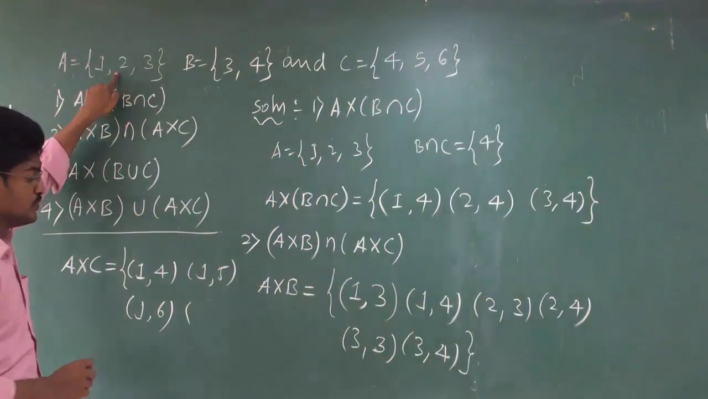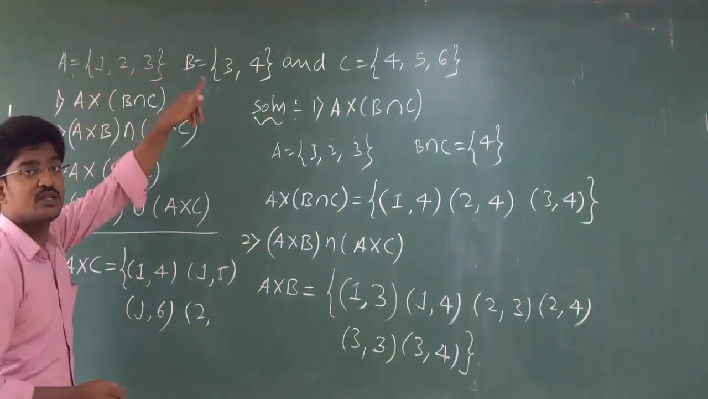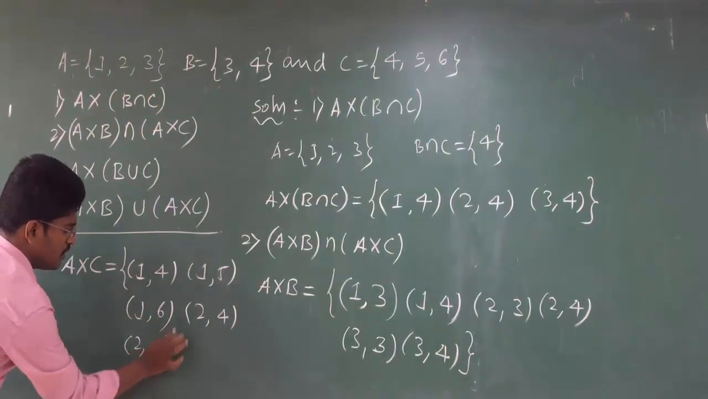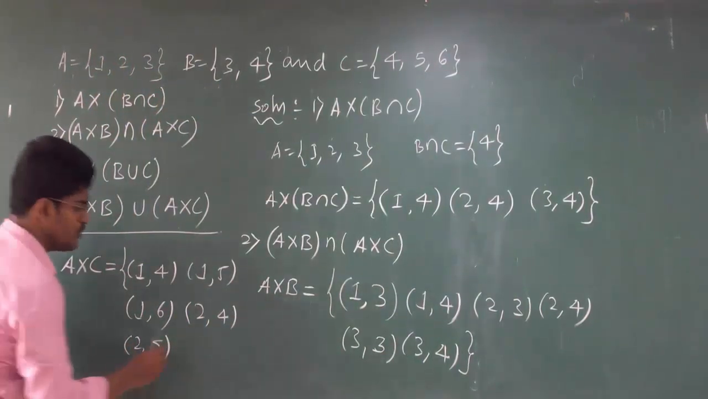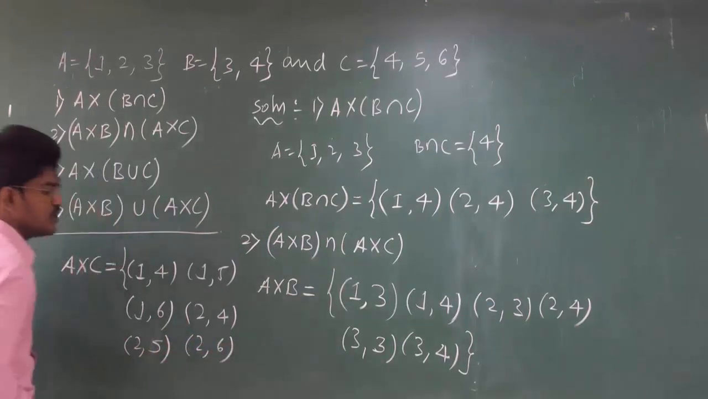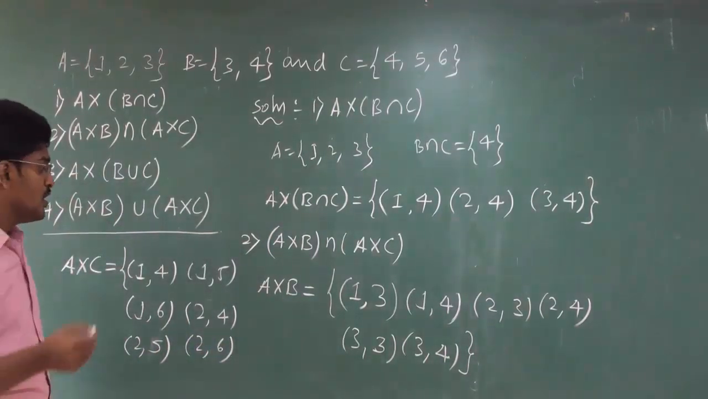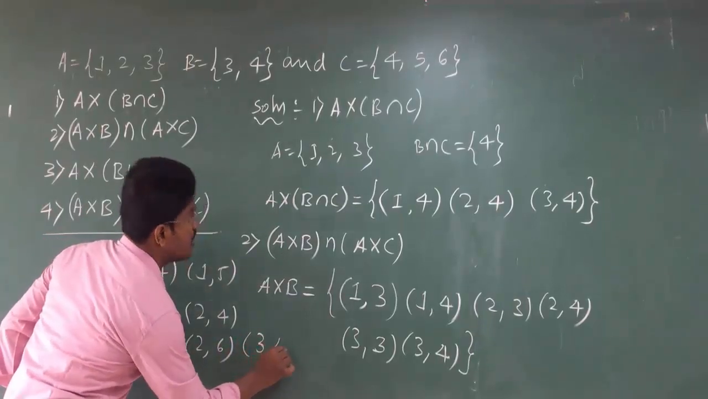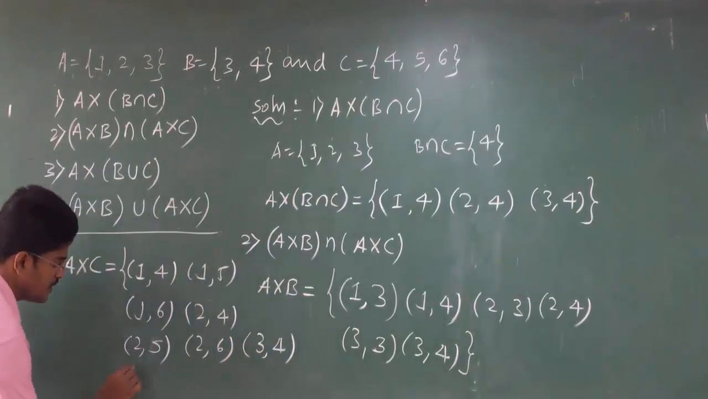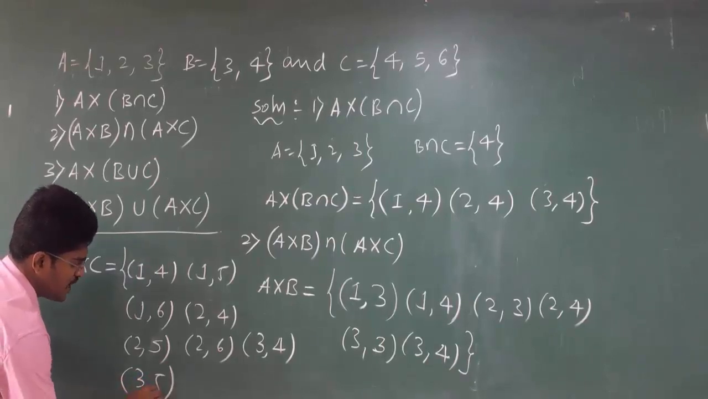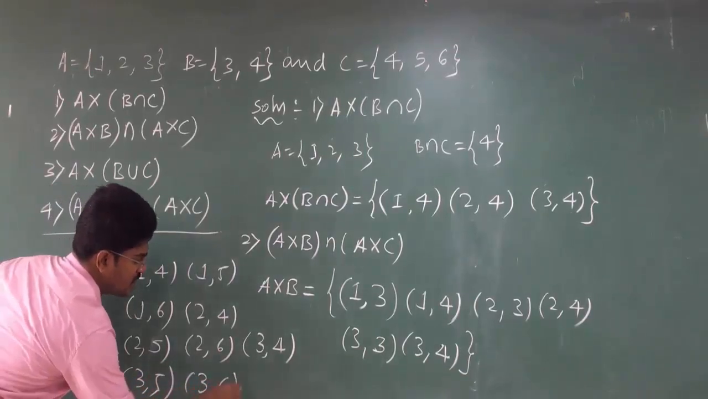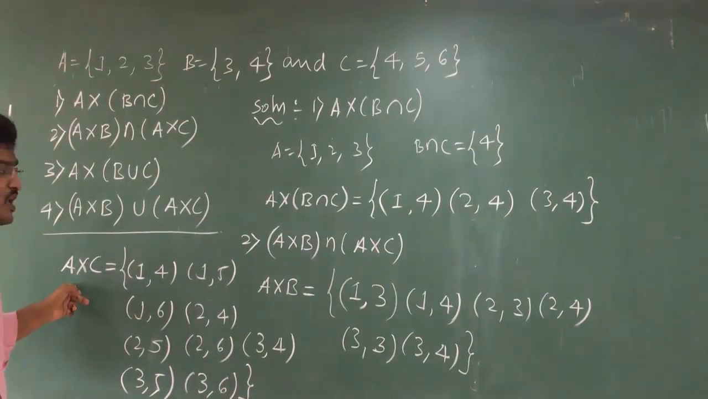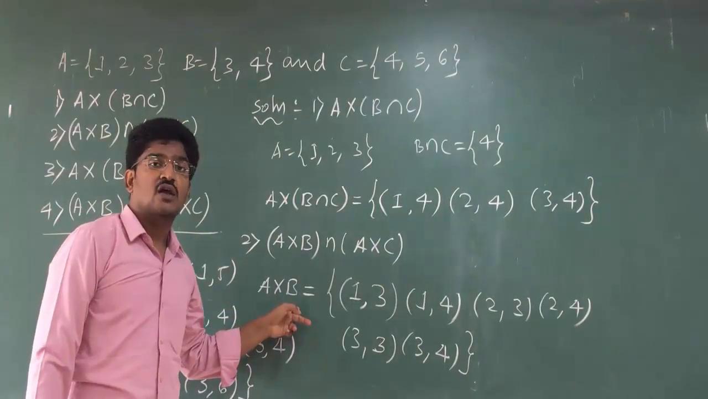ಗೋ ಫಾರ್ 2. 2 ಜೊತೆಗೆ ಯಾವ್ದು ಬರುತ್ತೆ? 4. ಮತ್ತೆ 2 ಜೊತೆಗೆ ಯಾವ್ದು ಬರುತ್ತೆ? 5. ಮತ್ತೆ 2 ಜೊತೆಗೆ ಯಾವ್ದು ಬರುತ್ತೆ? 6. 2, 6. ಕ್ಲಿಯರ್? ನೌ ಗೋ ಫಾರ್ 3. ಯಾವ್ದು ಬರುತ್ತೆ? 3, 4. 3, 5. 3, 6. So this is your A cross C. Clear? This is your A cross B.